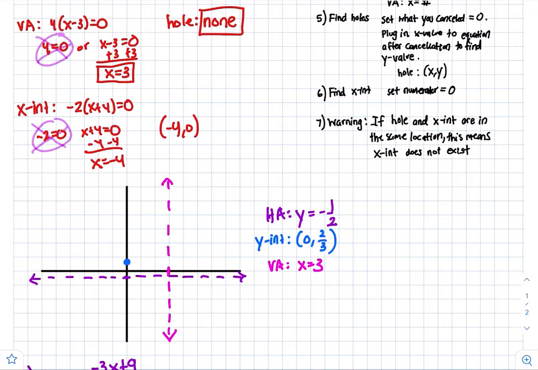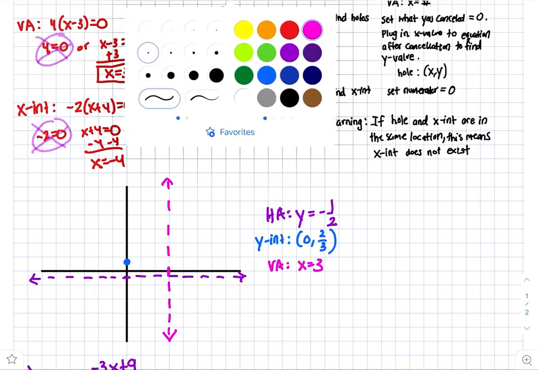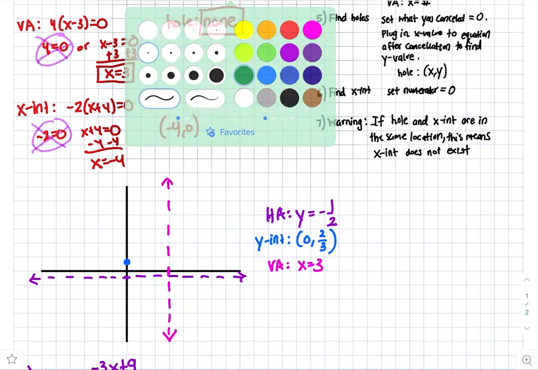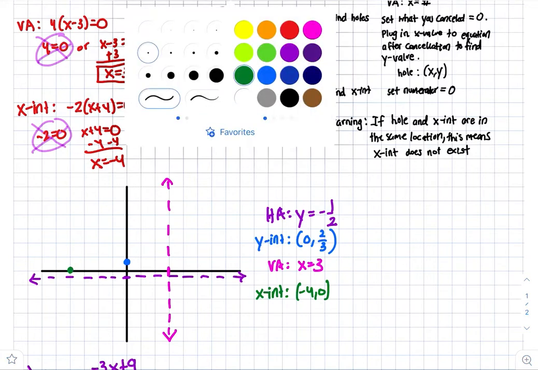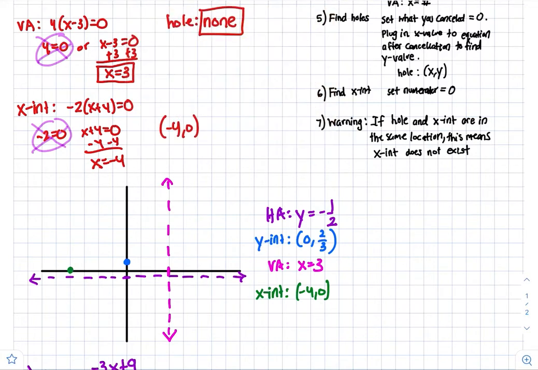And lastly, no hole, but there was an x-intercept, and our x-intercept was -4, 0. So -4, 1, 2, 3, 4, 0. And once you hit submit, even though it might say you have to make sure everything's graphed, you don't touch the hole. So just submit, and your graph is going to look something like that for this particular problem.